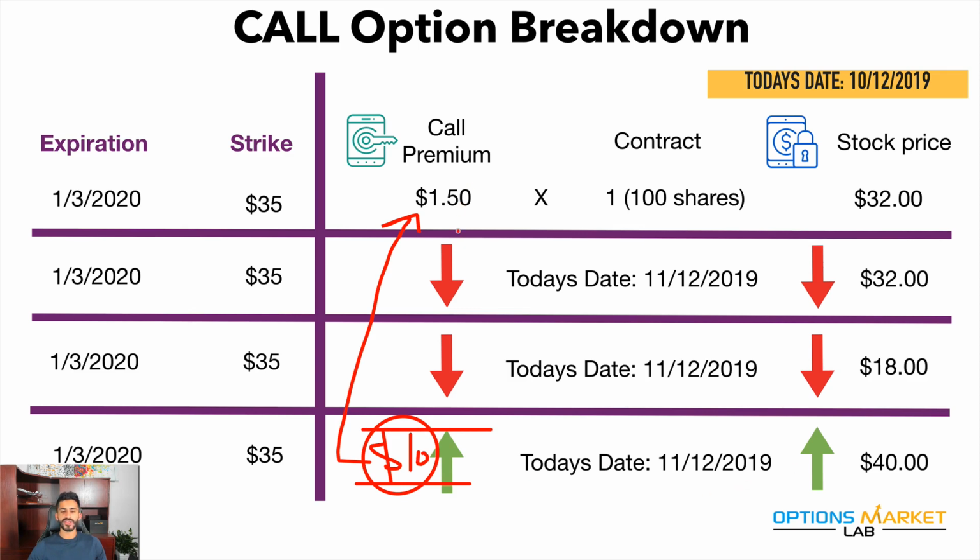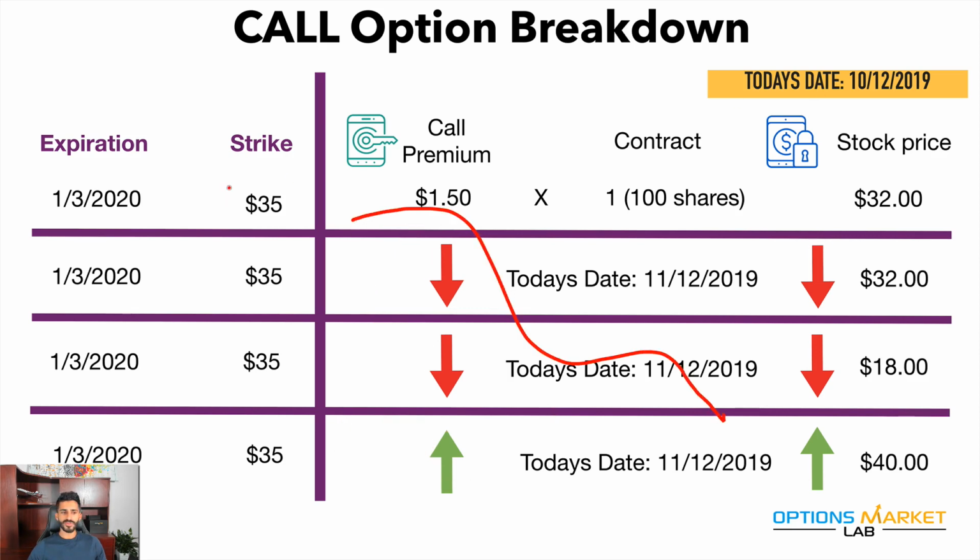You get out at 10 and you make a good profitable trade. Once again, that's up to you on how you go about it, but these are some of the scenarios. Now, if the stock goes all the way till the expiration date of January 3rd, 2020, and the stock is below $35, you will only lose your premium amount. You will not lose anything more, right? And that's the beauty of options.